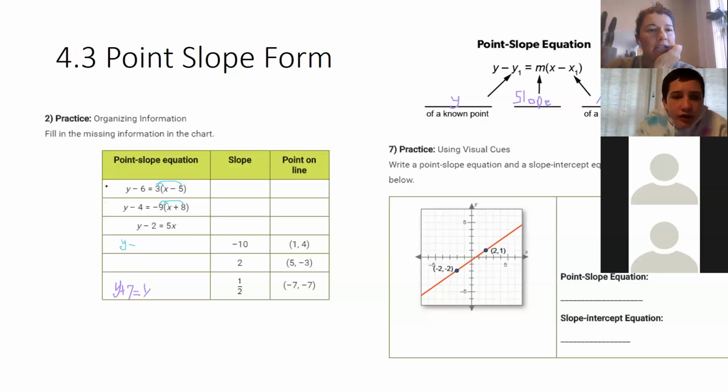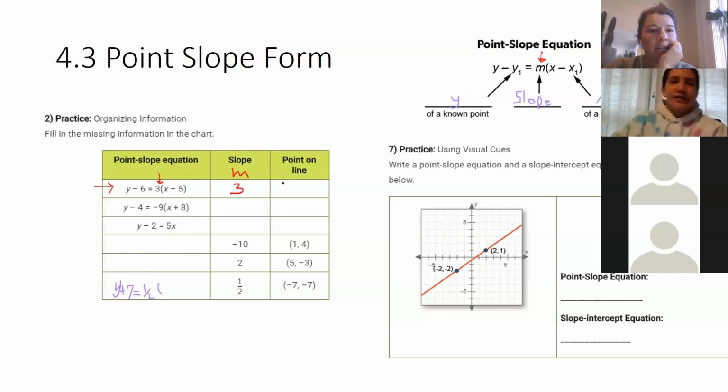Let's do this first one together here. So our slope is our number in front of our parentheses here in point slope form. So our slope here is 3 for this first one.